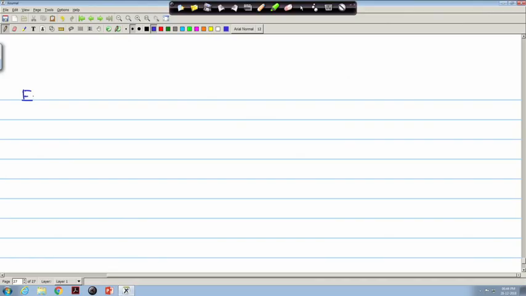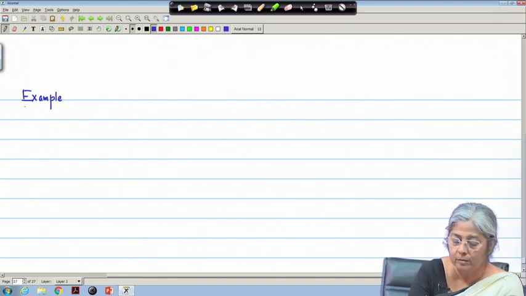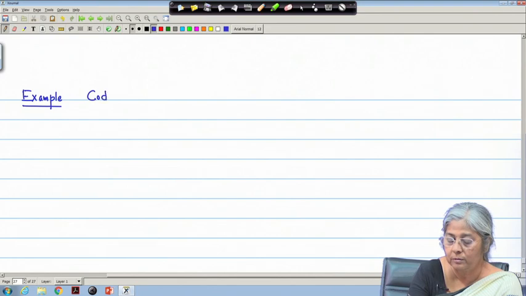Now, we can see different types of examples. Normally, it is very important that we call that a code word enumeration. So, we take another example of code word enumeration.